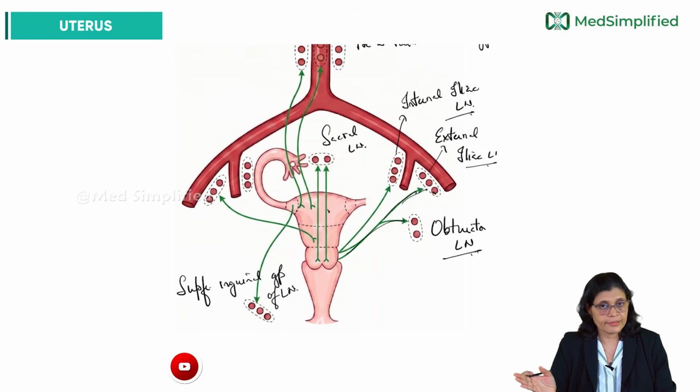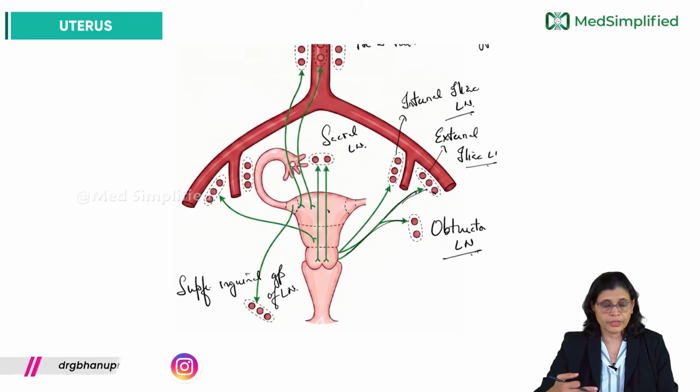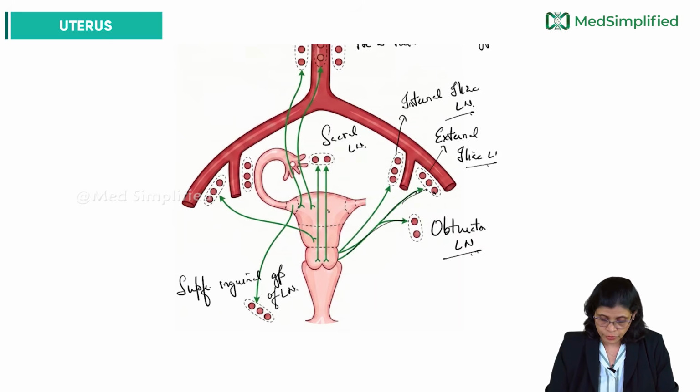So the cervix, from the lateral side, goes to the external iliac as well as the obturator lymph nodes. Posteriorly and laterally it goes to the internal iliac, and posteriorly to the sacral nodes, based on how it is related to the regions around. In that way it goes to the corresponding lymph nodes.